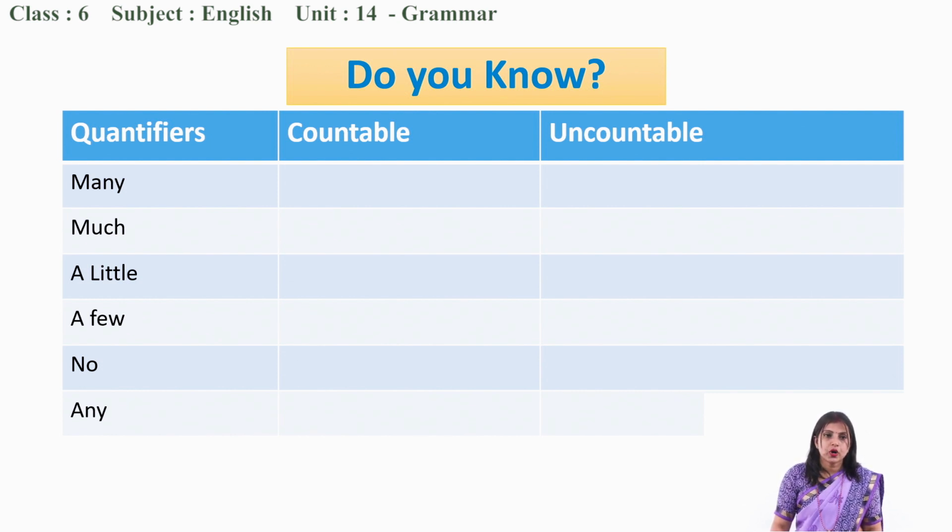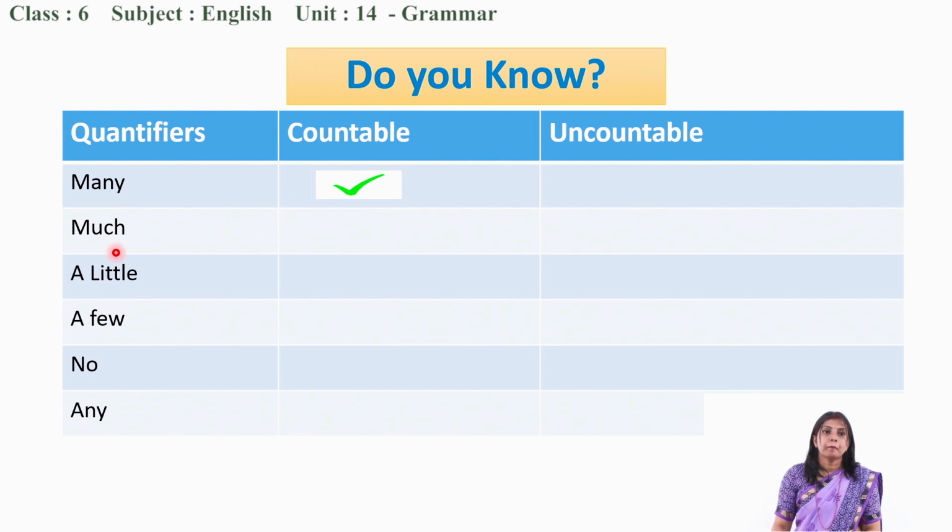So the first one is many. We have read in our previous class also how much and how many. So many is used with, of course, countable nouns, which we can count, like how many pens do you have? Yes, I have 2 pens, I have 4 pens. How many friends do you have? I have only 1 friend. I have many friends. So many is used with countable nouns.